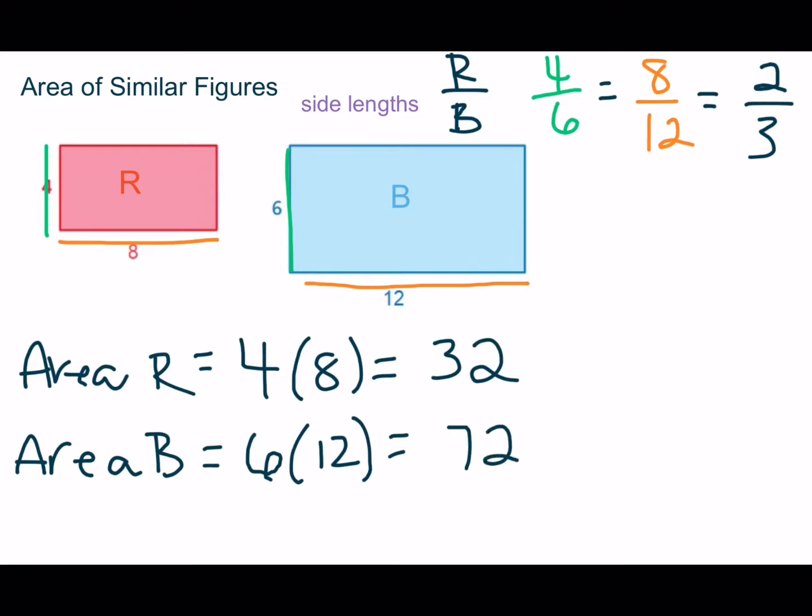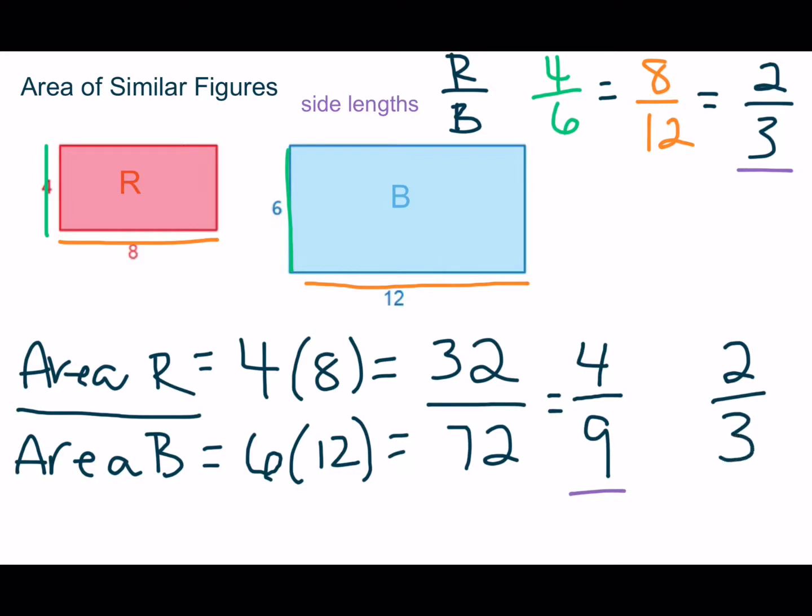Now let's compare their areas by looking at the ratios. So the area of R over the area of B, change that into a fraction, so that's 32 over 72. If I reduce that fraction, 8 goes into both of these, 8 goes into 32 4 times, 8 goes into 72 9 times. So now you will see that the ratio of the side lengths and the ratio of the areas are not necessarily the same, but if we play with this a little bit, we can see some sort of relationship. So if I do 2 over 3, let's think about it.